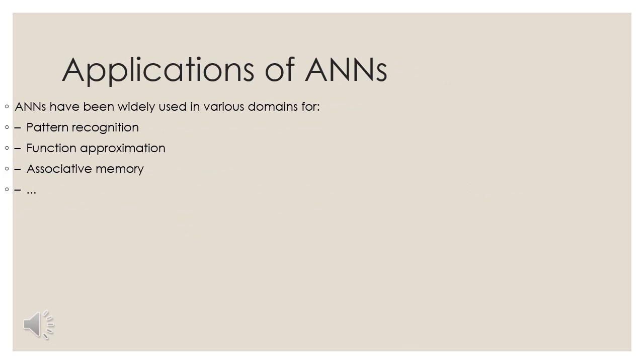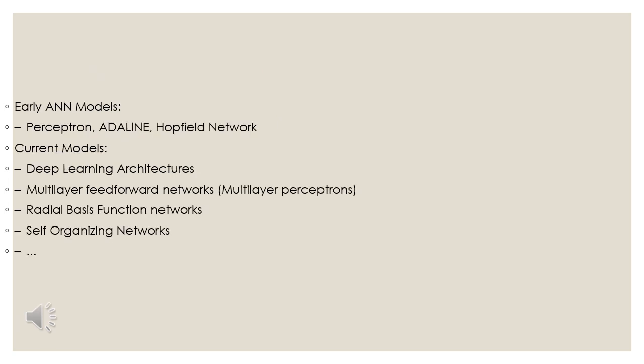There are so many applications of artificial neural networks. Artificial neural networks have been widely used in various domains for pattern recognition, function approximation, and associative memory. These are the few references I have taken here, but there are so many applications of ANN available in our society and market. If I talk about the various kinds of models related to NN, there are the perceptron, Adaline and Hopfield network. These are the early ANN models.